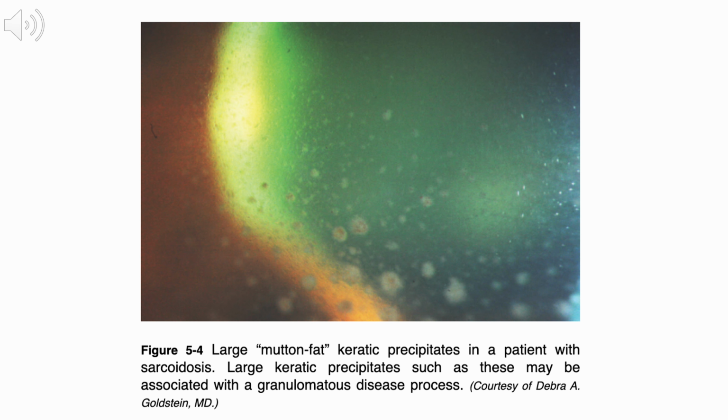So the moment you see this appearance, that granulomatous quartet, sarcoidosis, tuberculosis, VKH, and sympathetic ophthalmia, should move to the front of your mind. This side-by-side with the previous figure is the clearest way to internalize the small versus mutton fat distinction.